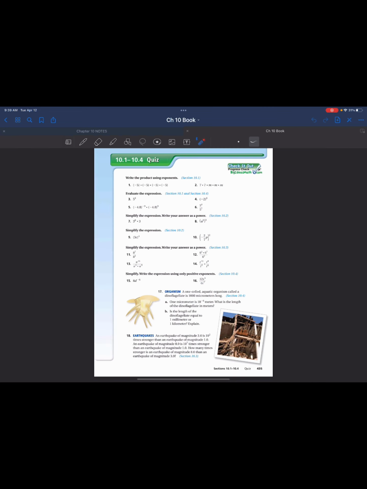I want you to go through this quiz. If you have extra time in class, like right now, and the bell hasn't rung, you've got like 20 more minutes, I want you to go through and do these practice problems on your own and see where you get stuck, and that will be a good indicator of what you need to practice more of for the quiz that is on Thursday.